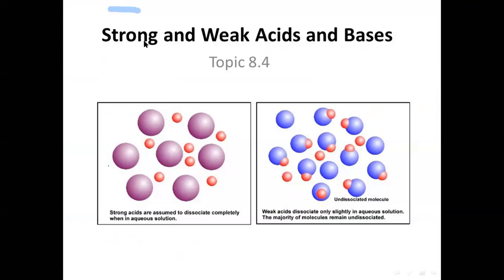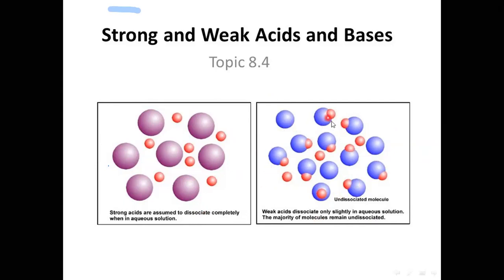Here we need to compare strong and weak acids and bases. We said strong acid or strong base is completely ionized, weak acid or weak base is partially ionized. In the first picture, on the left, you can see strong acids are completely ionized. For example, imagine here you have HCl, HCl, HCl, HCl, and so on. So every atom is alone. But in the second picture, you can see weak acid, partially ionized.